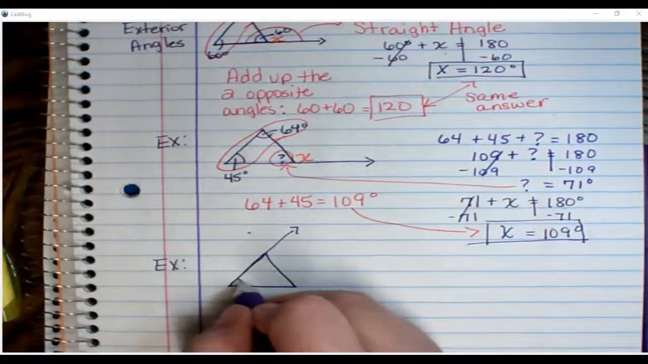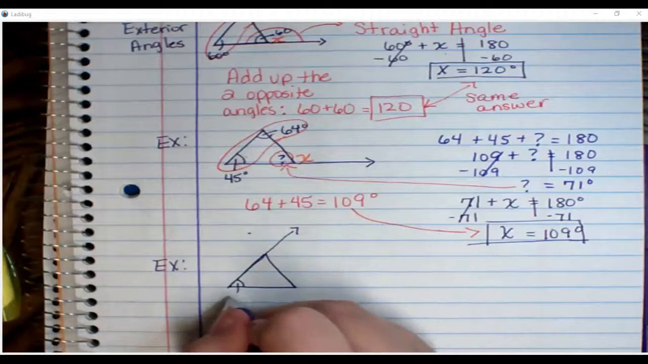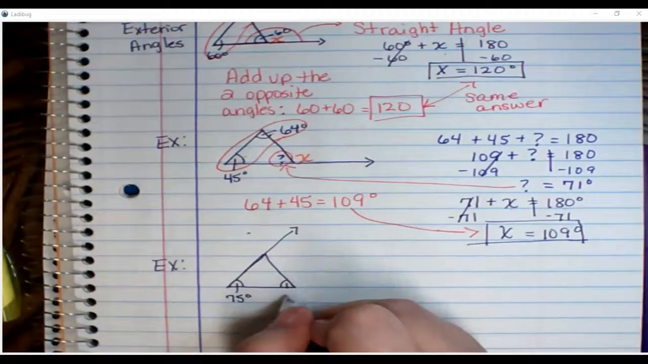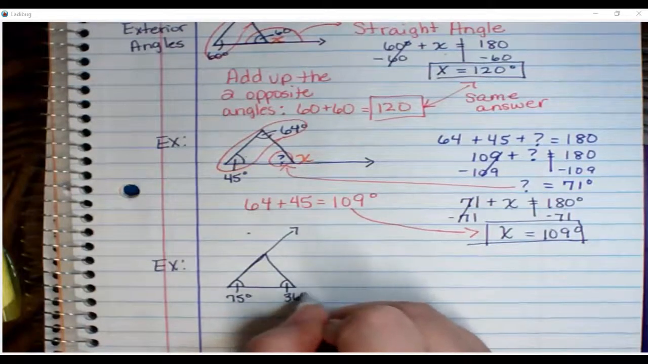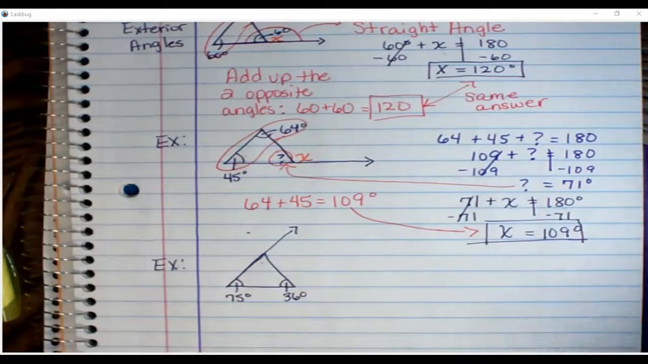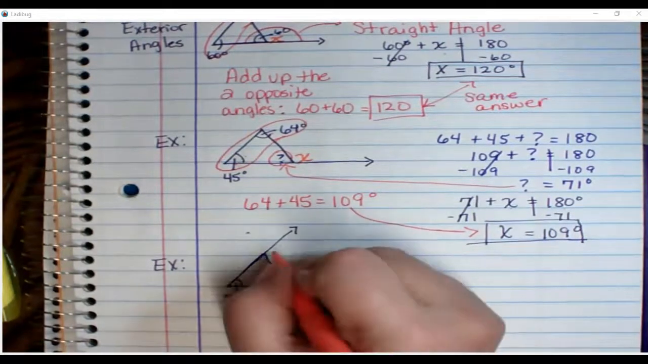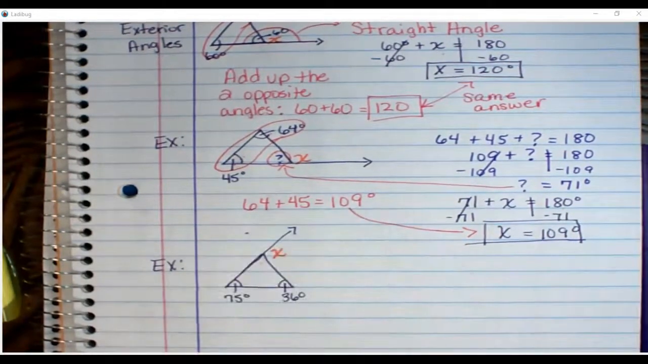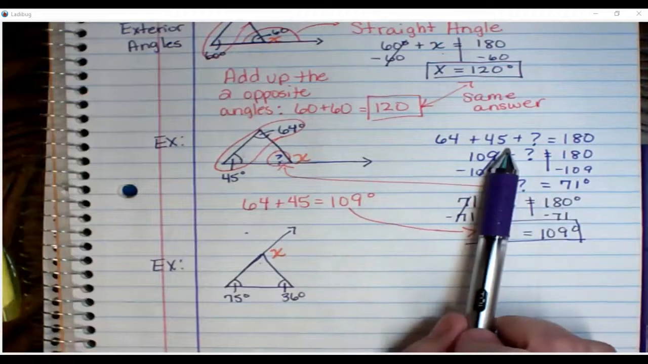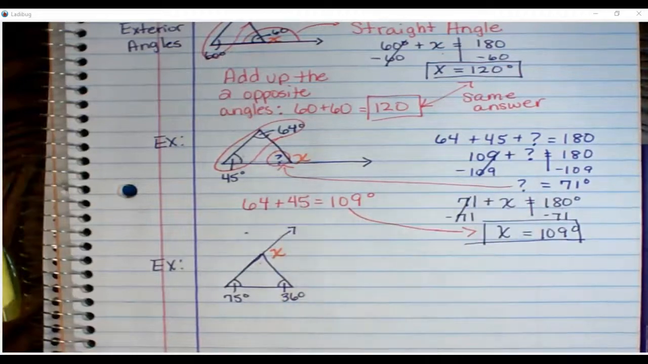So this angle right here, we're going to say that that angle measures 75 degrees. This angle measures 36 degrees. I don't know this one, but I'm going to tell you that we are trying to find this exterior angle. So given the information you know, you can pick whichever strategy you like. I want you to solve it, see if you can find the value of x. When you're ready, come back to the video.